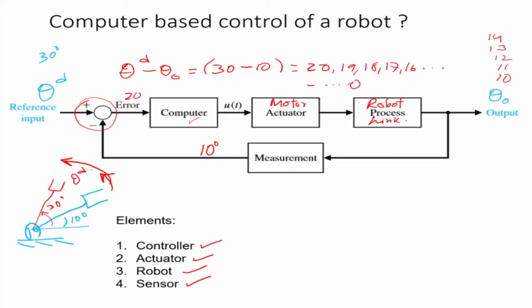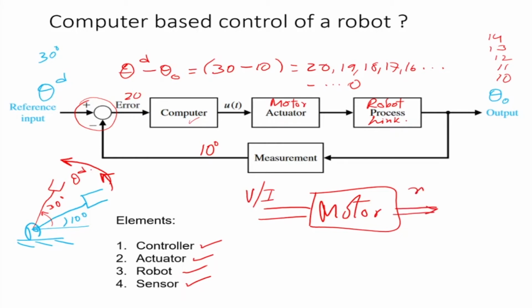Now when this is moving, energy is being converted from one form to another. So in the electrical motor, what is the input? Input is voltage and current. What is the output? Mechanical motion, right? So in the motor, the computer is giving output, that output is being amplified. The amplifier is amplifying the current, giving it to the motor, which rotates, which means that electrical energy is being converted to mechanical energy. Now the robot link is moving, means it is mechanical motion.